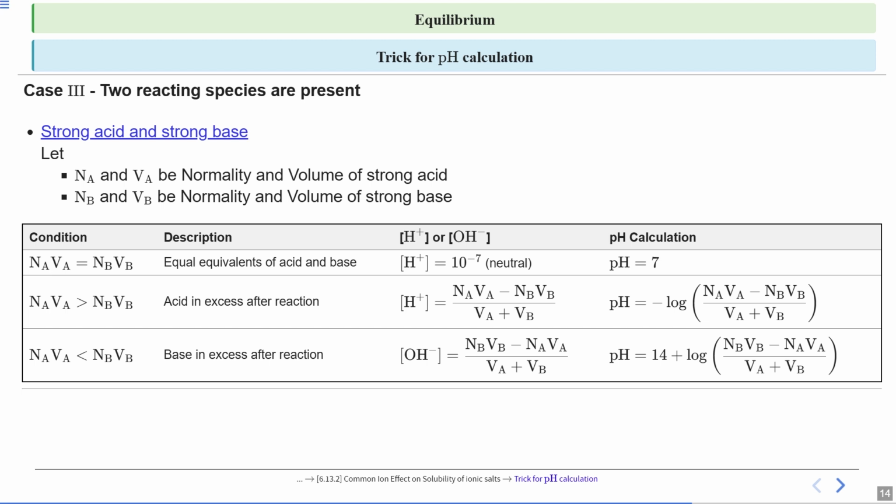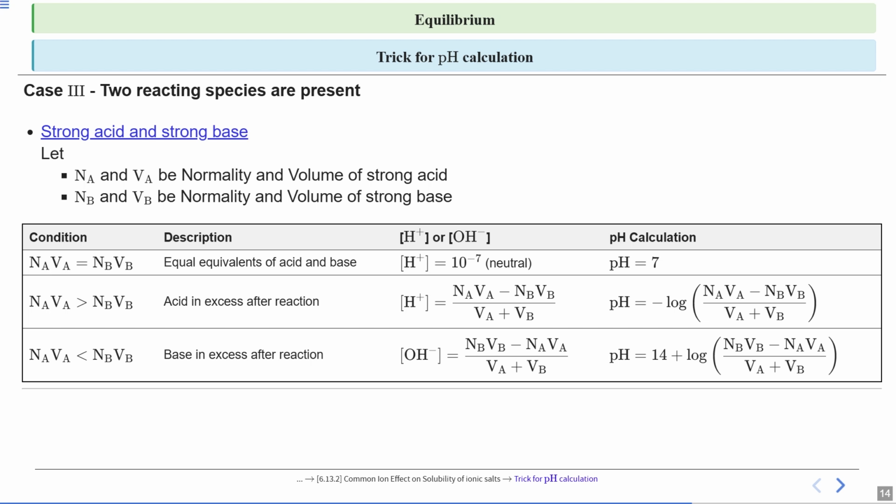What about the case where we have excess acid? In that case, we will simply calculate the remaining H plus concentration after the neutralization. So you will have some excess acid after this neutralization, and that can be calculated by using the formula NaVa minus NbVb divided by the total volume Va plus Vb. You will take the negative logarithm of this whole thing to calculate the pH.